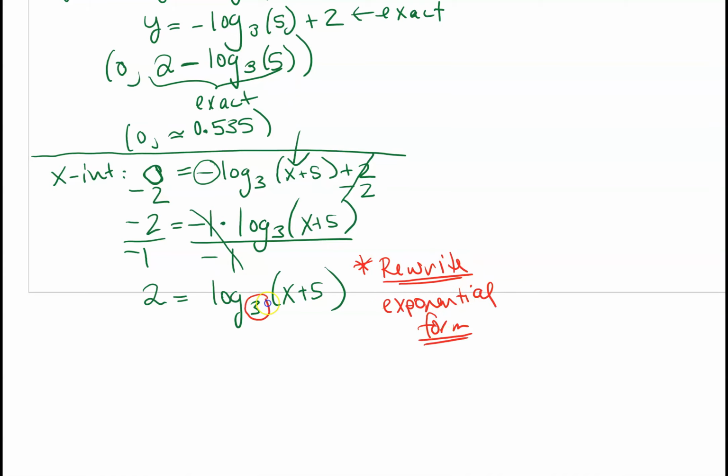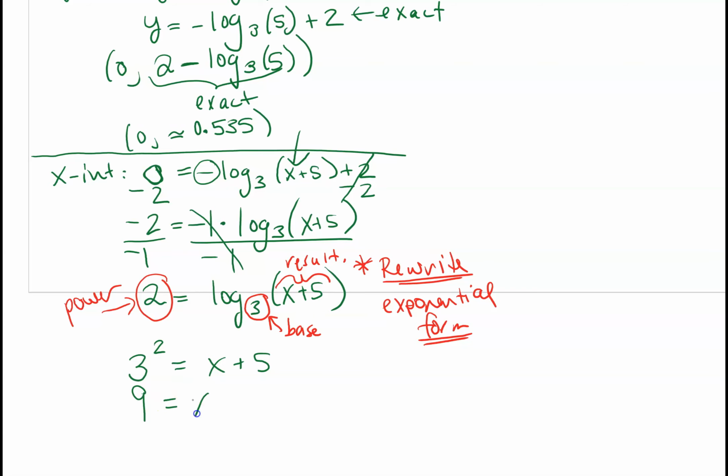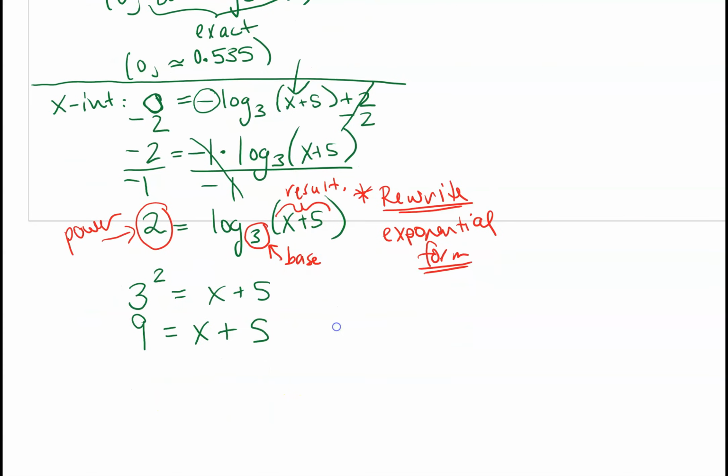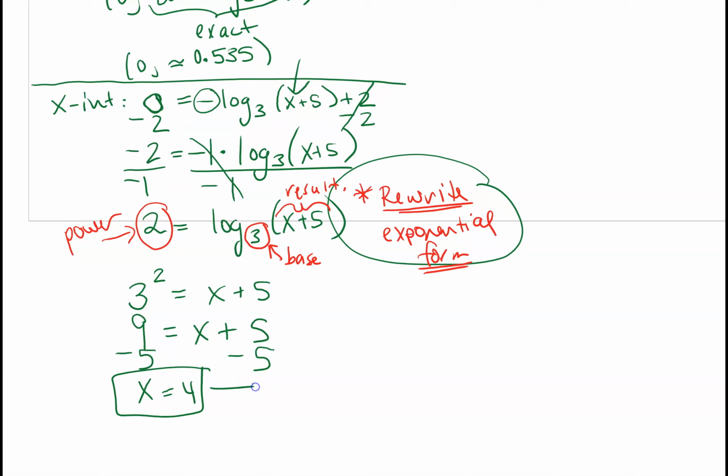So you take the base of 3, raise it to the power of 2, and when you do that, it results in this expression, x plus 5. So 3 squared equals x plus 5. Okay, so 3 squared is just 9. See, look how easy it is after you do that. That is the trick right here. Then it turns into a super easy linear equation. I just subtract 5, and I get x equals 4. So as an ordered pair, that would be (4, 0).